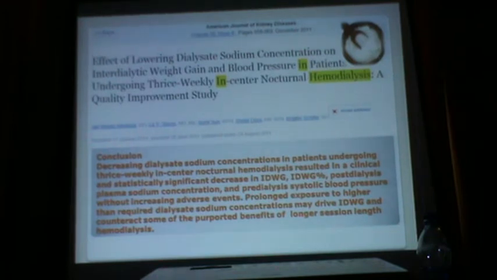And if you review the studies of low salt intake, you will find that there is bias inside them. I have no time to discuss it all. I give 2 proofs only. One of these is among hemodialysis patients, in the American Journal of Kidney Diseases last year. They compared the effect of low dialysate sodium on intradialytic weight gain and blood pressure in patients undergoing thrice weekly in-center nocturnal hemodialysis, and the conclusion is that prolonged exposure to higher than required dialysate sodium may drive intradialytic weight gain and counteract some of the benefits of longer session length hemodialysis.